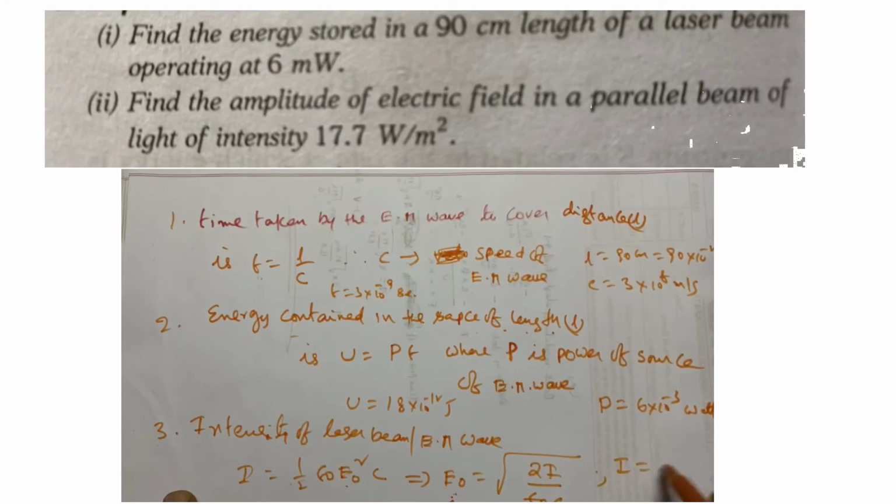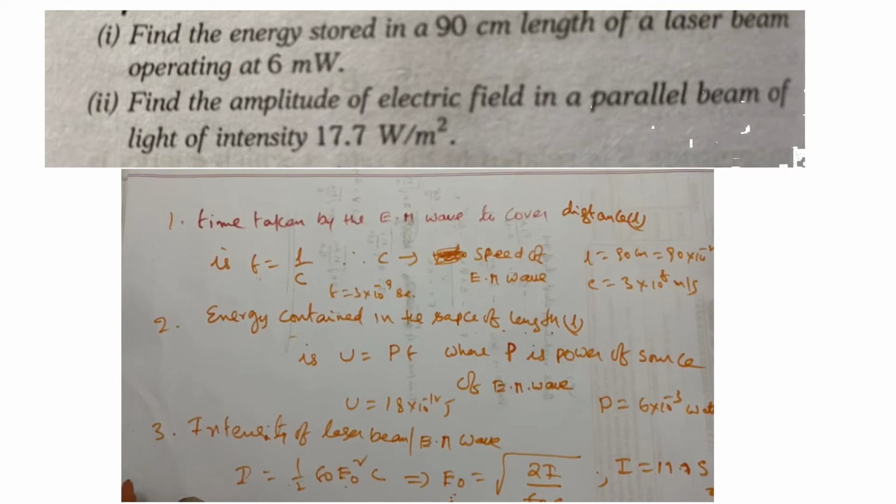Here the intensity of the beam I is given as 17.7 SI unit. C is the known value, epsilon is the known value. What is epsilon naught? Epsilon naught equals 8.85 into 10 to the power of minus 12 SI unit. Substitute all values, find the E naught.